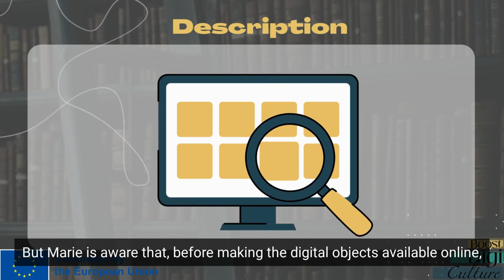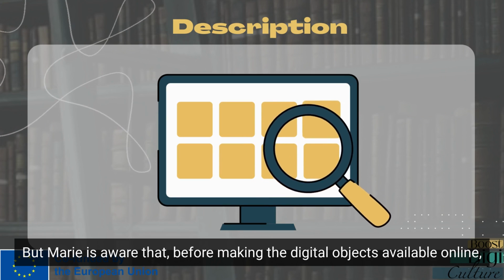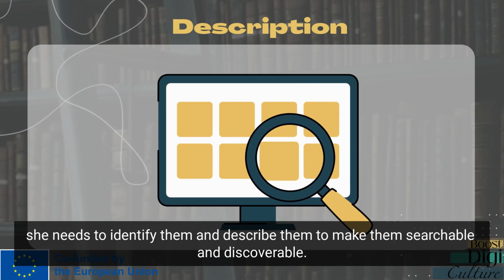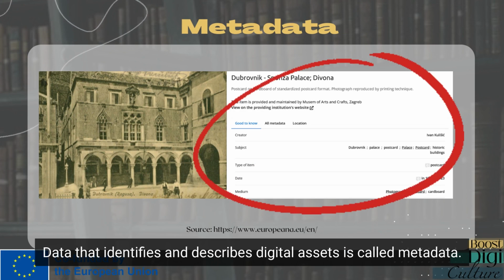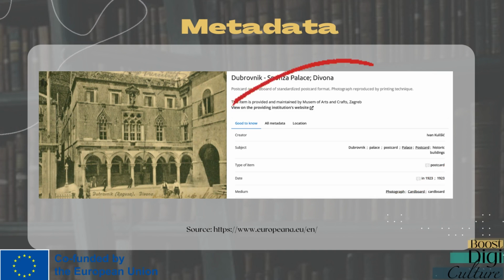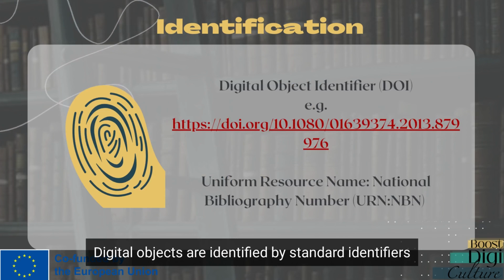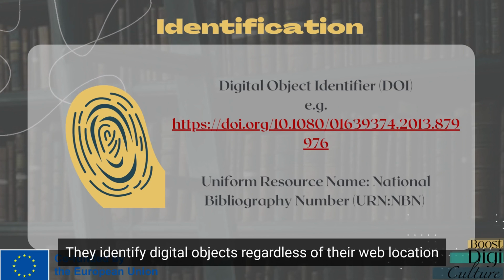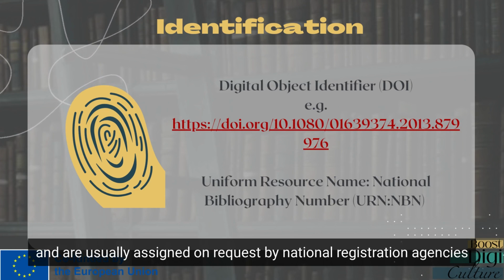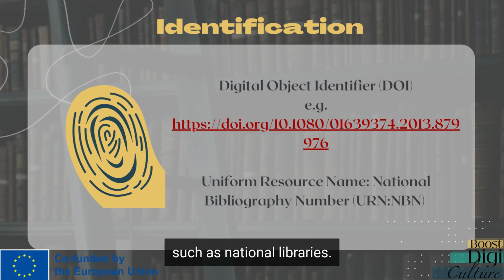But Marie is aware that before making the digital objects available online, she needs to identify them and describe them to make them searchable and discoverable. Data that identifies and describes digital assets is called metadata. Digital objects are identified by standard identifiers such as Digital Object Identifier or URN-NBN. They identify digital objects regardless of their web location, and are usually assigned on request by national registration agencies such as national libraries.